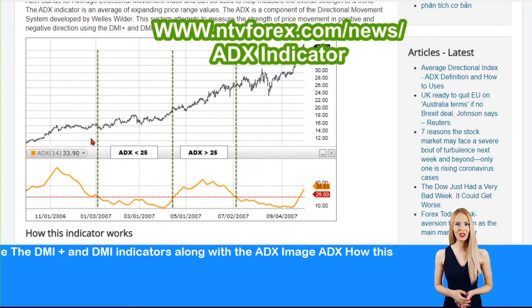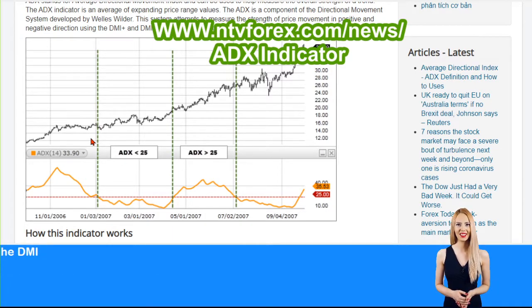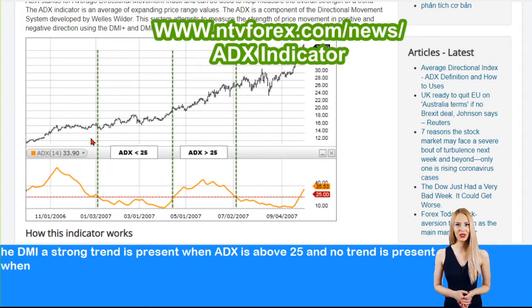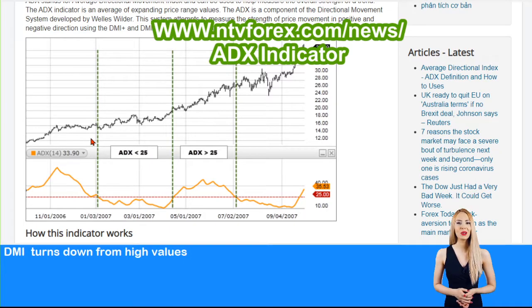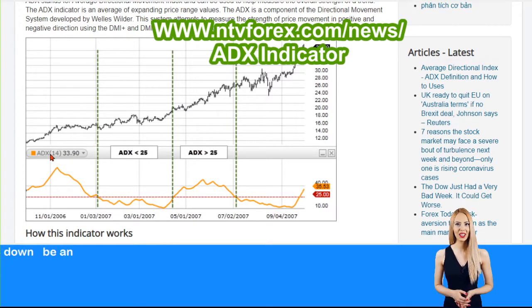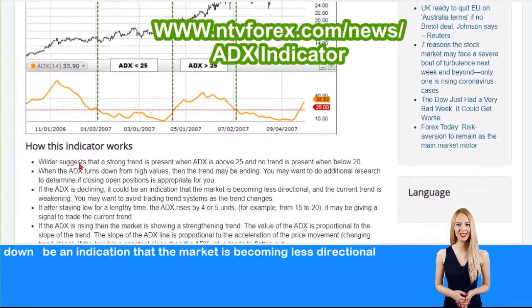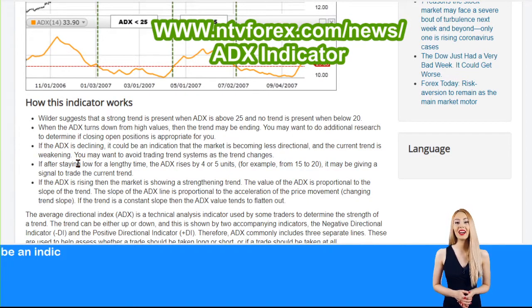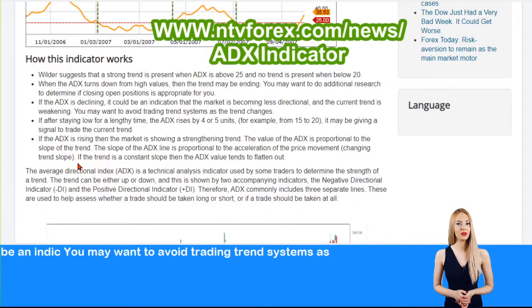How this indicator works: Wilder suggests that a strong trend is present when ADX is above 25 and no trend is present when below 20. When the ADX turns down from high values, then the trend may be ending. You may want to do additional research to determine if closing open positions is appropriate for you. If the ADX is declining, it could be an indication that the market is becoming less directional, and the current trend is weakening. You may want to avoid trading trend systems as the trend changes.